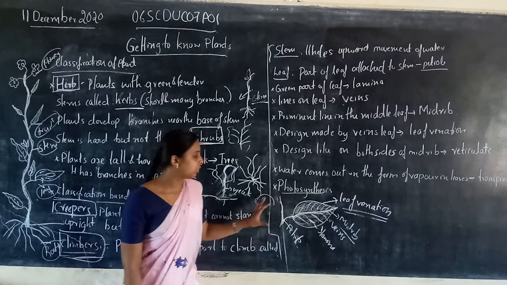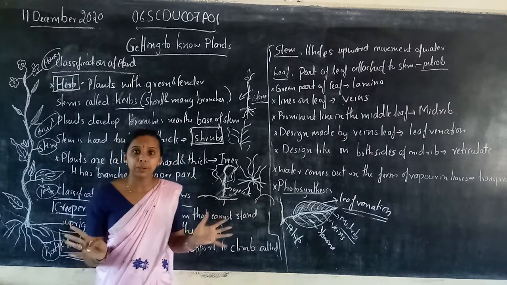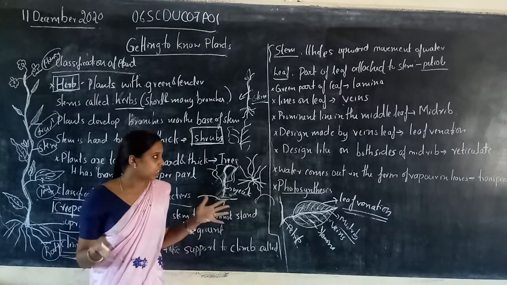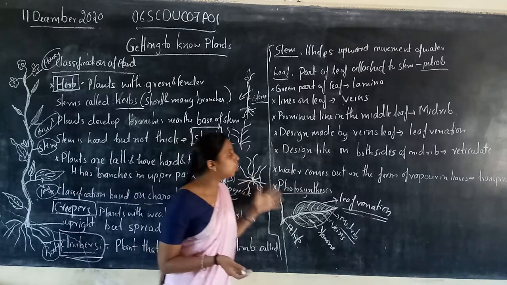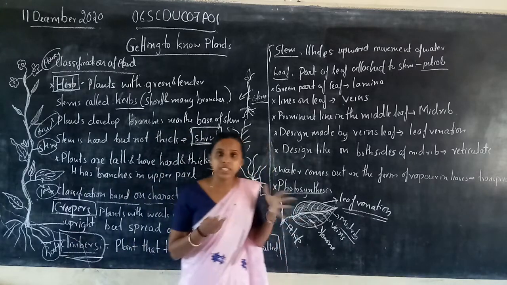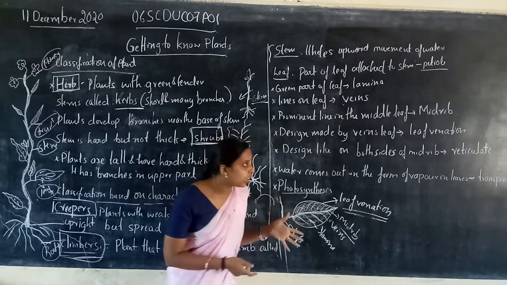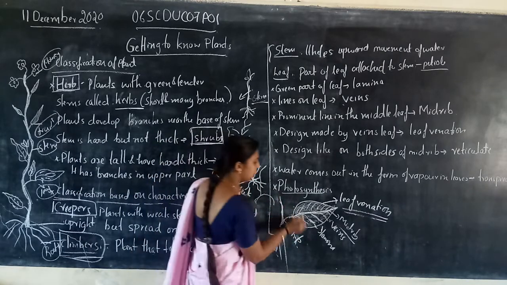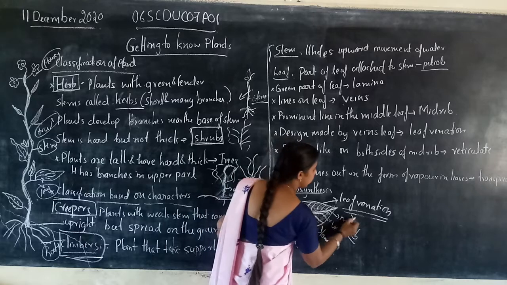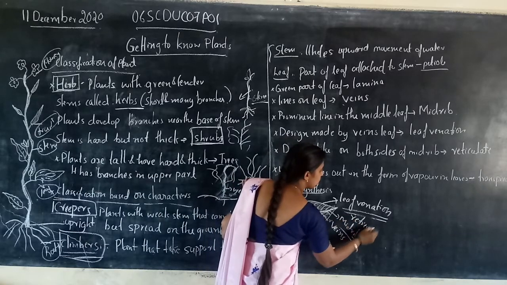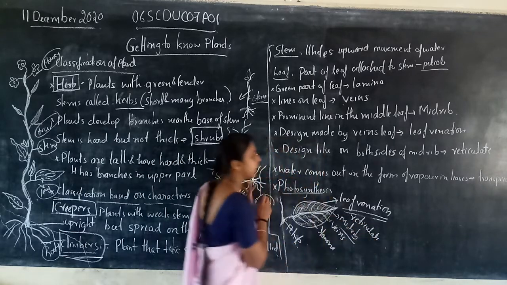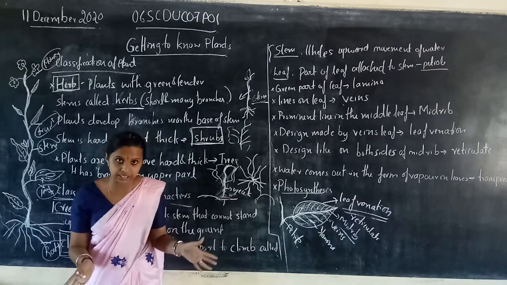The design made by the veins we call leaf venation. A design on both sides of the midrib is called reticulate. Where the design is made up on both sides of the midrib, it is called reticulate.